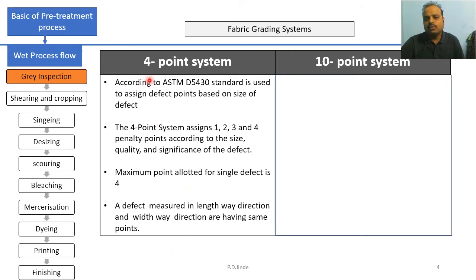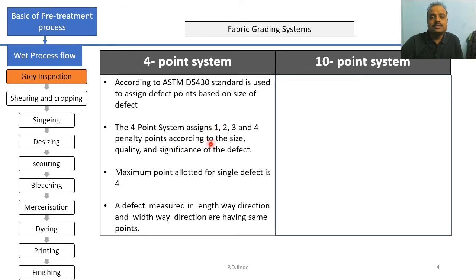Let's talk about the 4-point system. Over here there is a standard, ASTM D5430, and ASTM stands for American Standard for Textile Materials. These are the standards used to identify defects and assign points to them. In the standard, the 4-point system assigns 1, 2, 3 and 4 penalty points based on intensity. If a defect is small, it gets 1.